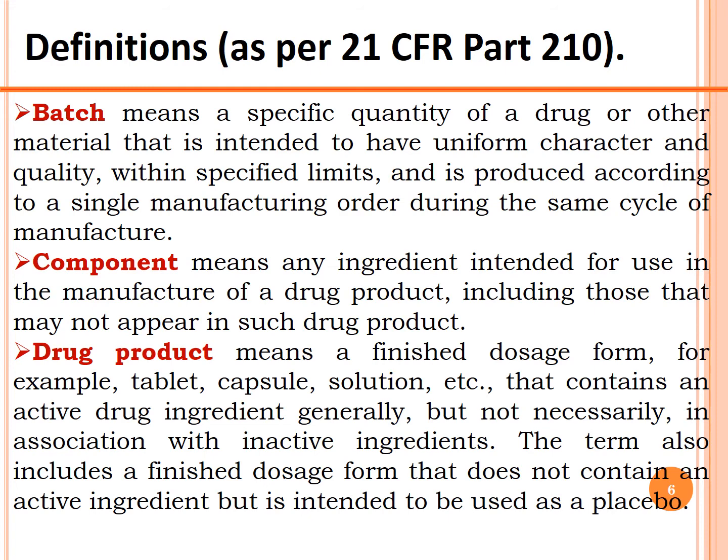Batch means a specific quantity of a drug or other material that is intended to have uniform character and quality, within specified limits, and is produced according to a single manufacturing order during the same cycle of manufacture. Component means any ingredient intended for use in the manufacture of a drug product, including those that may not appear in such drug product. Drug product means a finished dosage form, for example, tablet, capsule, solution, etc., that contains an active drug ingredient generally, but not necessarily, in association with inactive ingredients.